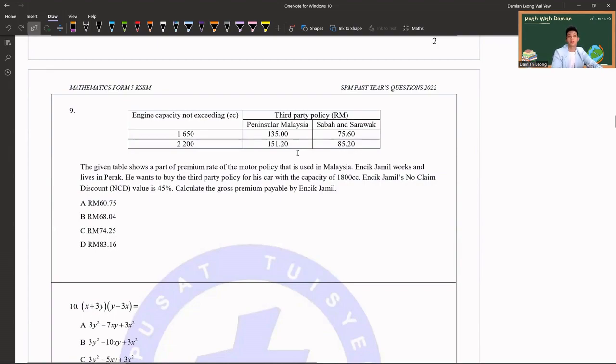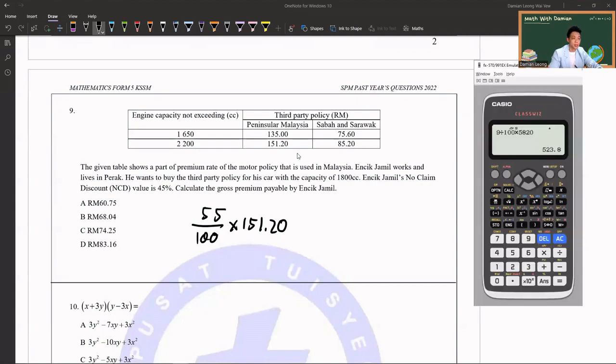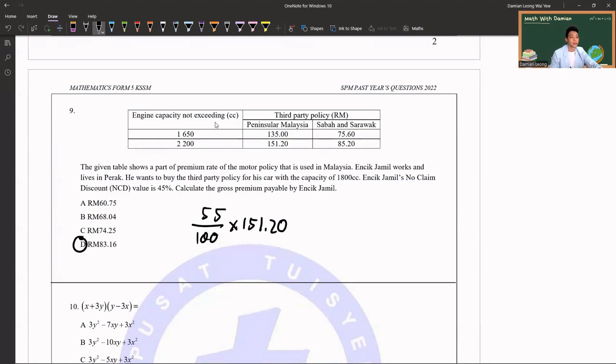So for third-party policy, there's no rate or anything. It's straight up that amount. So if the no claim discount value is 45%, which means what he needs to pay would be 55%. So I just calculate 55% of the price for the third party policy. 55% of 151.2, which I will get 83 ringgit and 16 cents. So answer would be D.